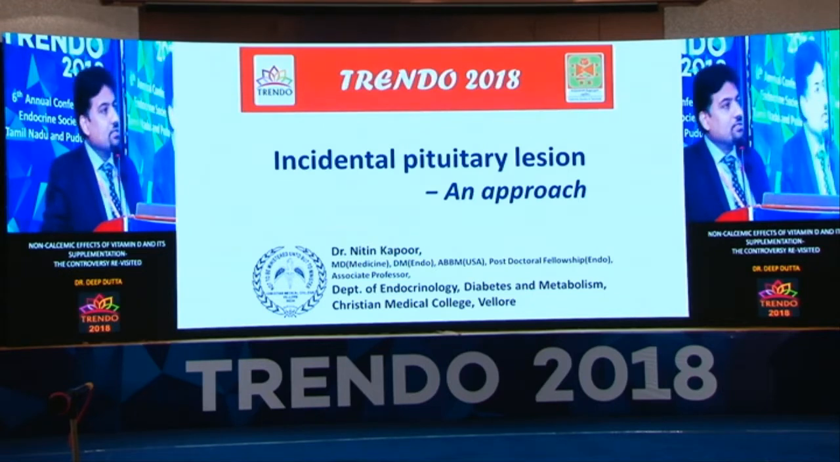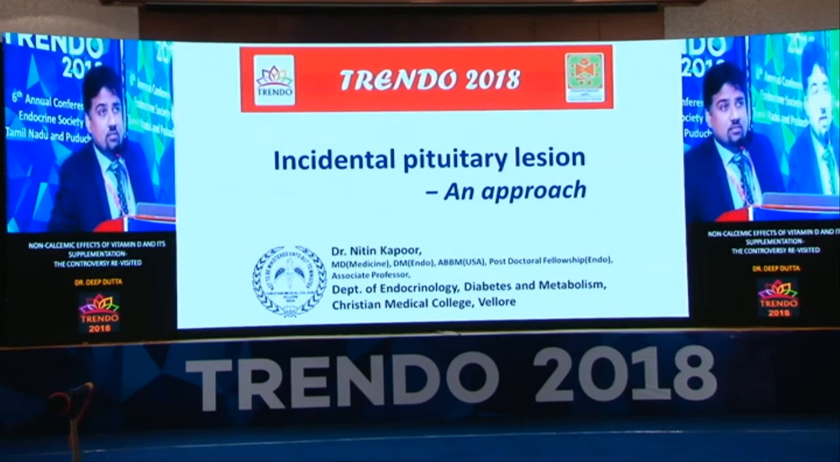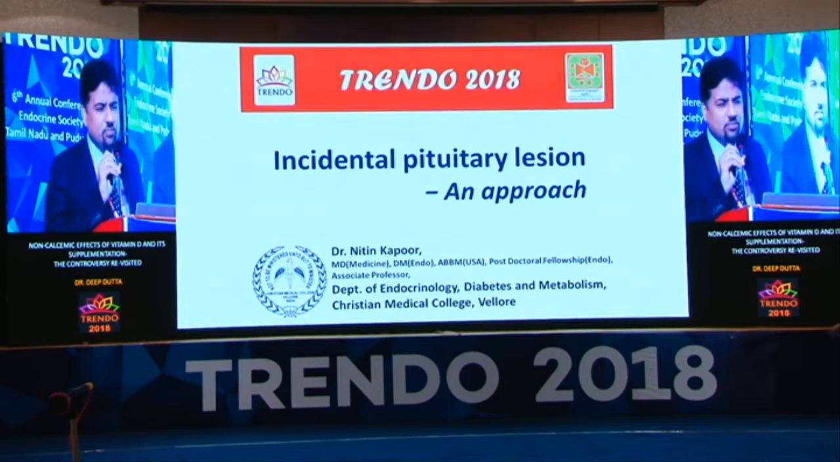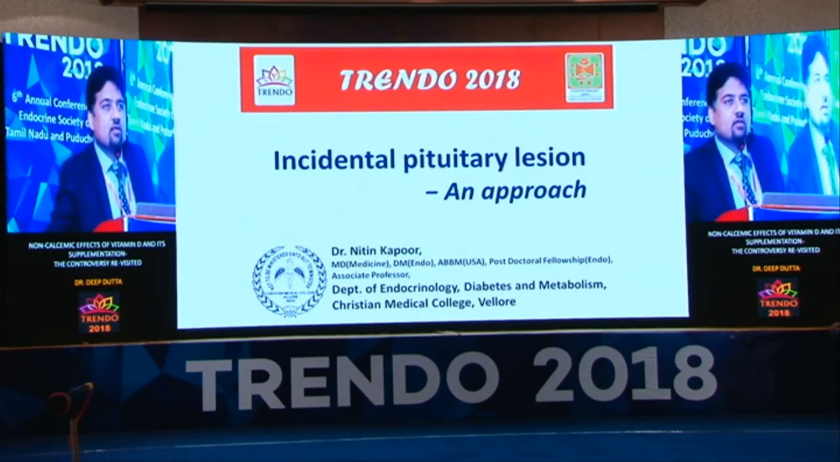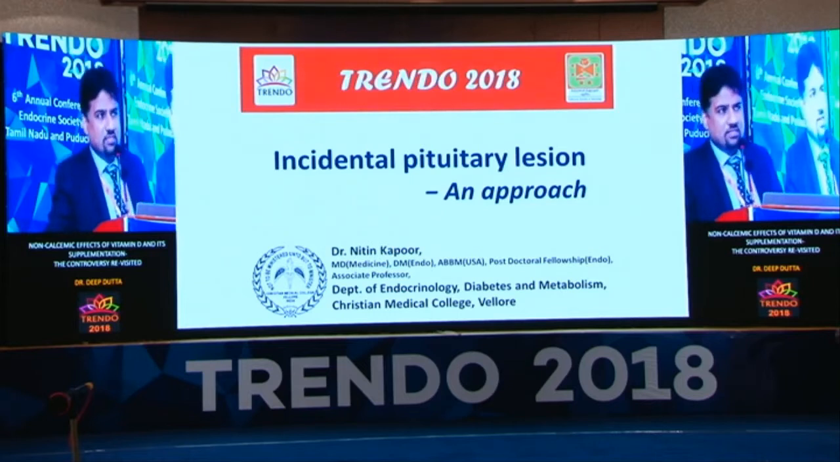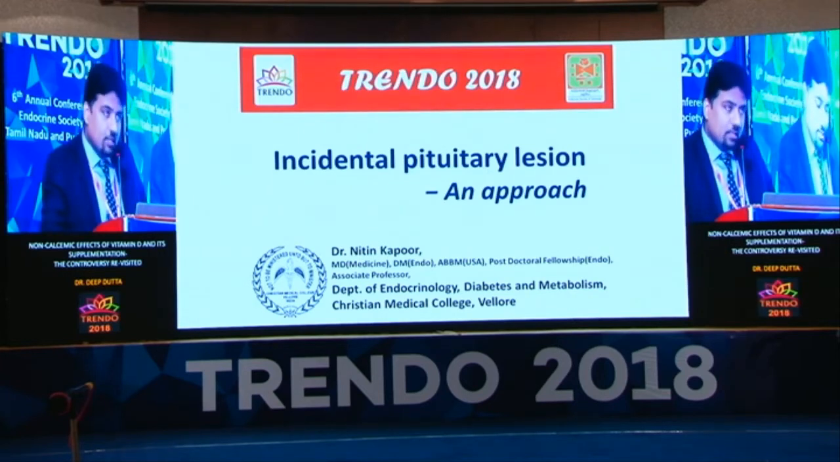I think in clinical medicine, many times we deal with incidental lesions, and many of them which are incidentally detected are often underestimated just by virtue of the fact that they have been found as an innocent bystander when we're actually looking for something else. But that may not always be true when we're talking of incidental lesions in the pituitary.